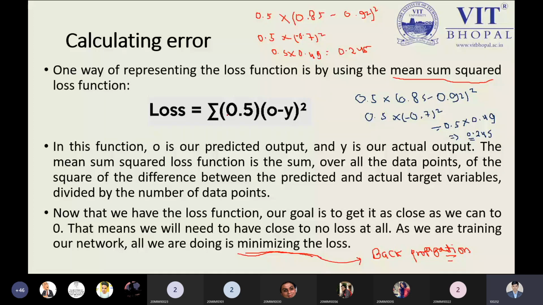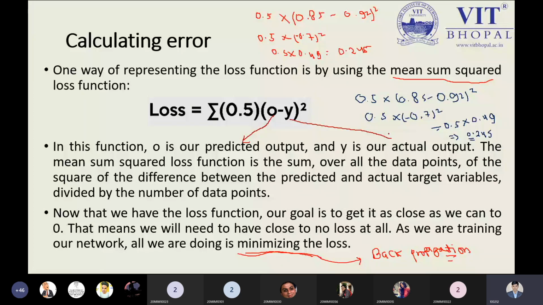Okay, so this is the simple formula, identified by the summation of 1 by 2 times the difference between O, that is our output, the target output we have planned, and y, the actual output we are getting. So y will be the actual output, and O is our predicted output.